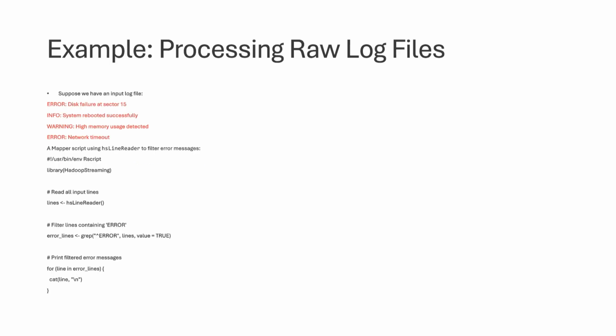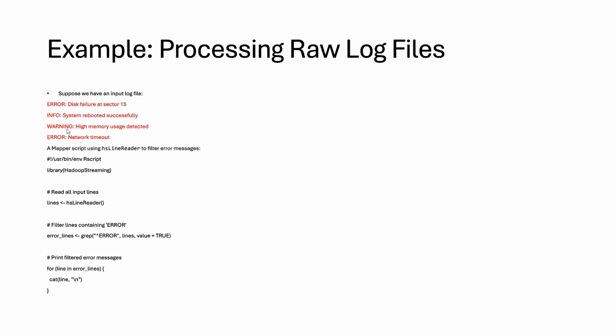Again, we will see this with an example. Suppose we have this input log file. There is a server, and in the server we have the raw file: error, disk failure at sector 15, and the second one is info, system is rebooted successfully, that is, the system is restarted.